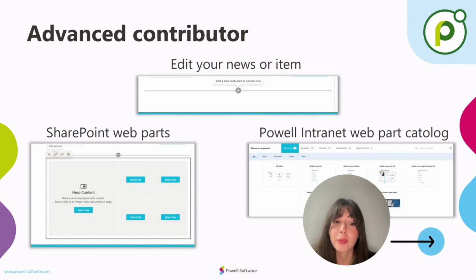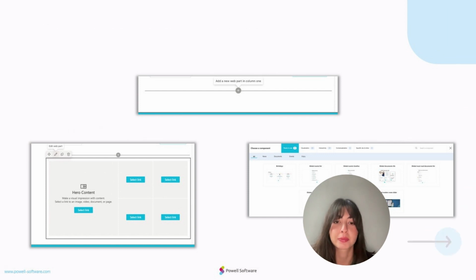But that is not all. Don't forget that with Powell Intranet, you also continue to get SharePoint capabilities. So for example, if you are an advanced contributor, you can go even farther with content edition by adding SharePoint and Powell web parts to your pages. And one last thing, not only can you use our numerous ready-to-use content types, but your IT teams can create a new content type for your organization's specific needs with a dedicated template and a contribution form.